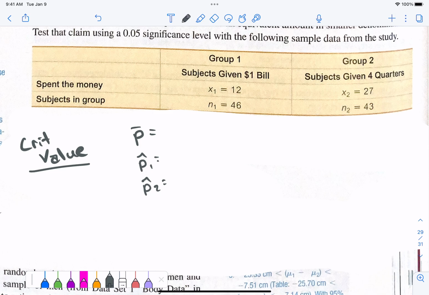You have a button. Right here. You have to go to math and then fraction decimal. So if you want it as a decimal, you can hit enter, and then you can do the same thing. You can go math, and you can go back to a fraction if you want to. Enter. Okay. P bar, P hat 1, P hat 2.